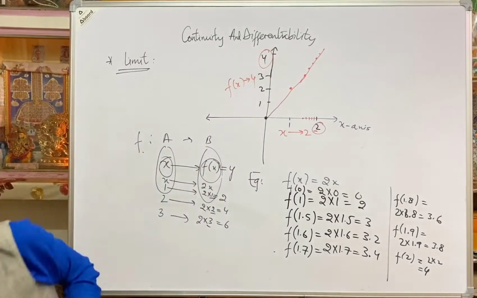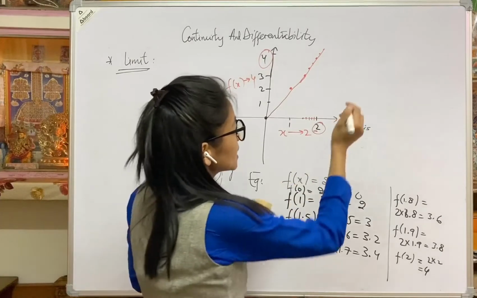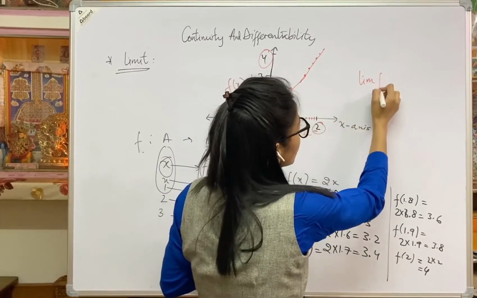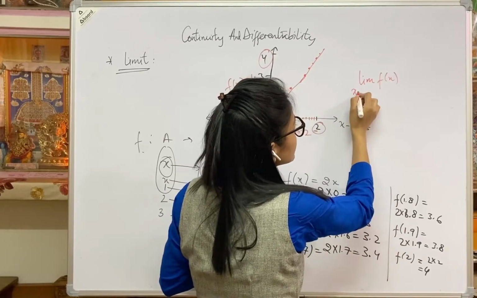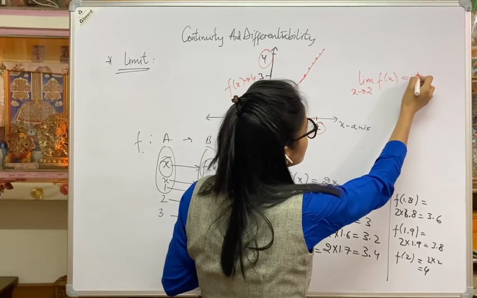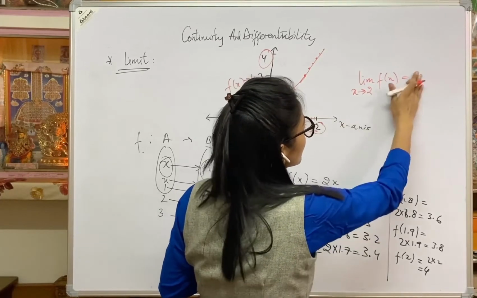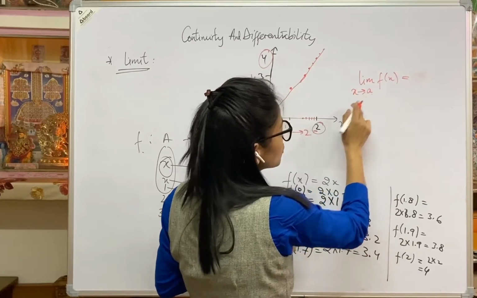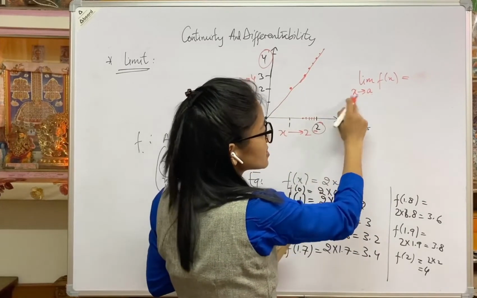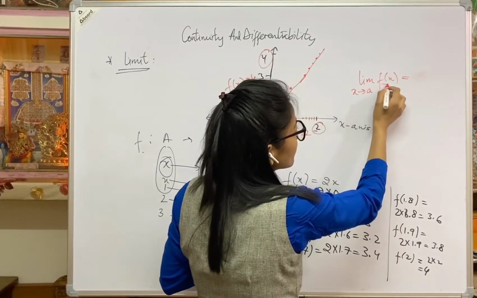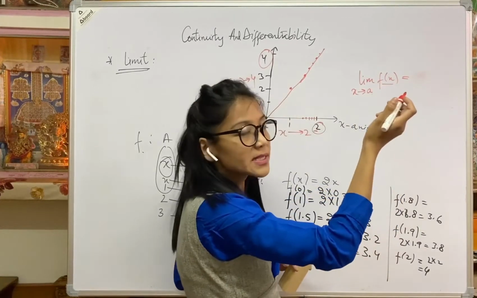So if you remember, we write like this: limit of f of x as x tends to 2 is equal to 4. You write it like this, or you can say limit of f of x as x tends to a. So a is any point on the x-axis where x is tending towards. So when x tends to a, f of x will tend to a certain point. Obviously that will happen.